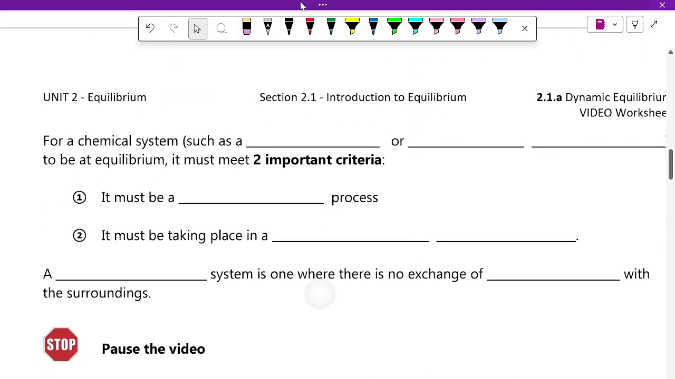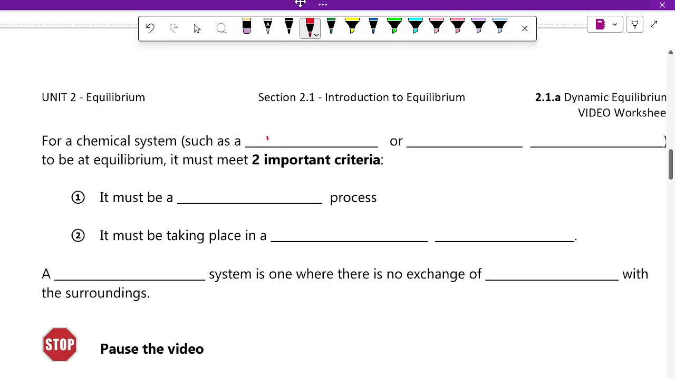All right, for a chemical system, such as a... what is a chemical system? A chemical system could be a reaction. Okay, so the system is the reaction. Or if it's not a reaction, it could be a phase change, a physical change.